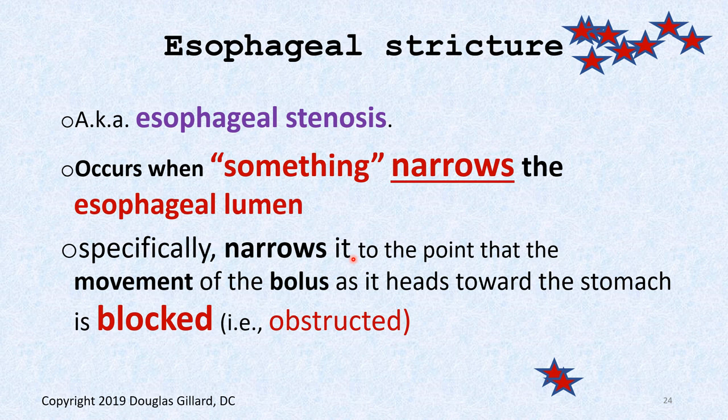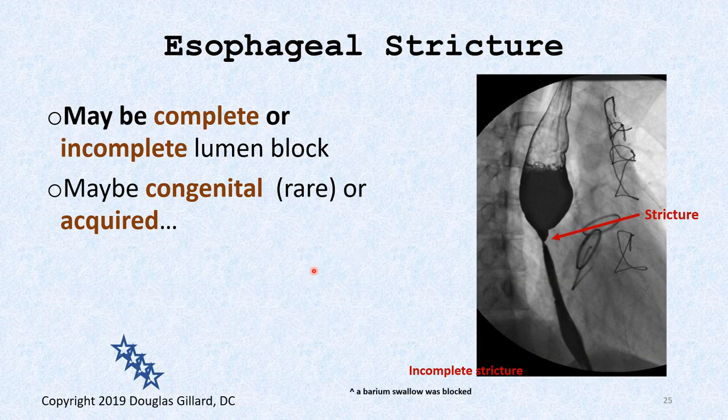So it's when something narrows the esophageal lumen to the point where the bolus of food or water gets blocked or interfered with when you're trying to swallow it. So it could be a complete blockage, or usually it's incomplete. It starts out as incomplete. Could be cancer growing in there, right? Kind of like a beaver dam growing bigger and bigger. Here's a barium swallow. This is a fluoroscopic view of barium that went down the esophagus, and bam, it's severely constricted, right, in this case. So this is an incomplete stricture. A little bit is still getting through, but it's almost complete.